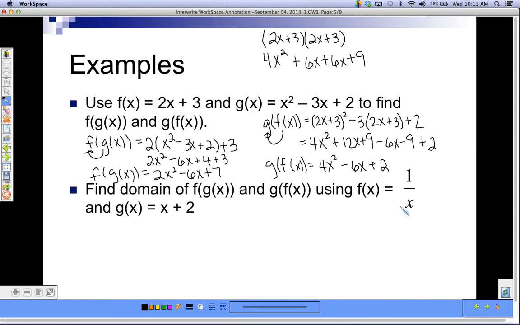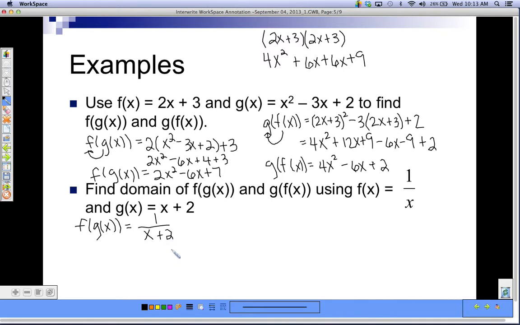Okay, now on our second problem, we want to look at the domain of f of g of x and then g of f of x. So first, we're going to take f and we're going to plug g into f. So we have 1 over, and there we have our g function.